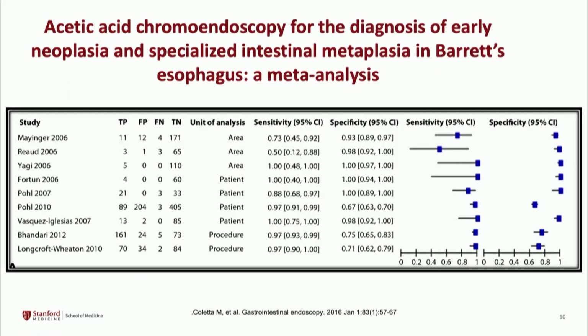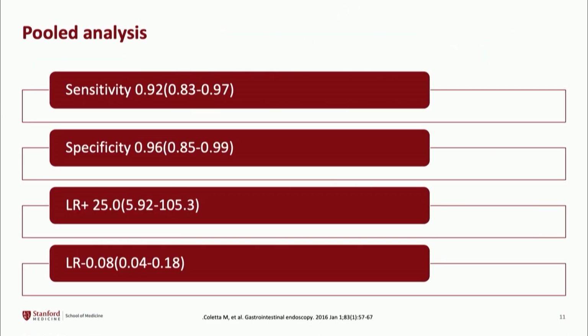So this is a meta-analysis looking at 9 studies of acetic acid chromoendoscopy in patients with Barrett's esophagus to detect early neoplasias as well as specialized intestinal metaplasia. As you can see, they have very high sensitivity and specificity. If you look at the pooled analysis, the sensitivity was as high as 92%, and the specificity was as high as 96%, with a very high positive likelihood ratio and a very low negative likelihood ratio.